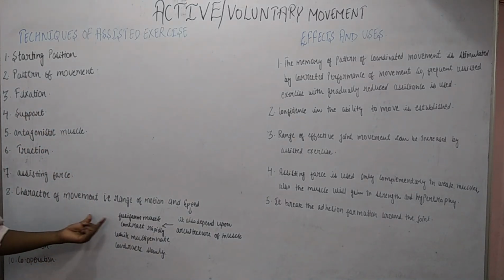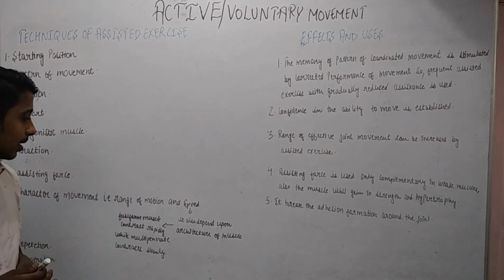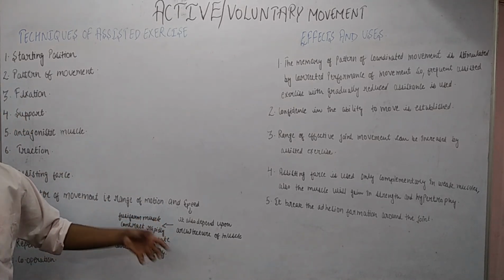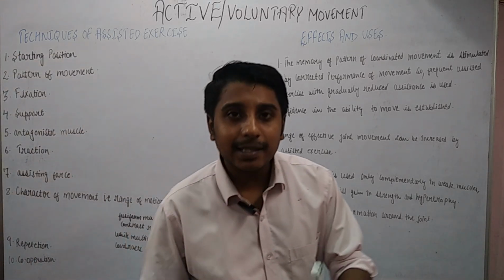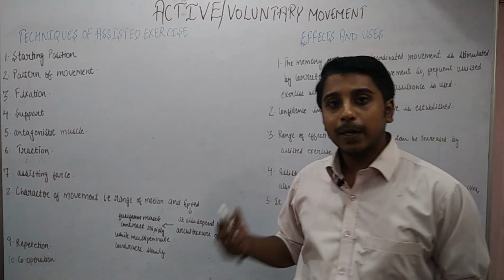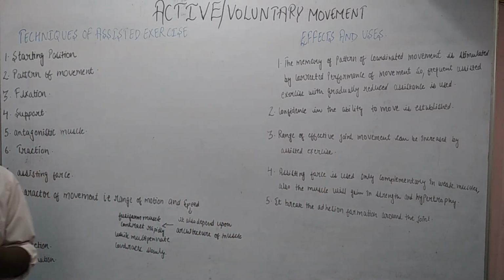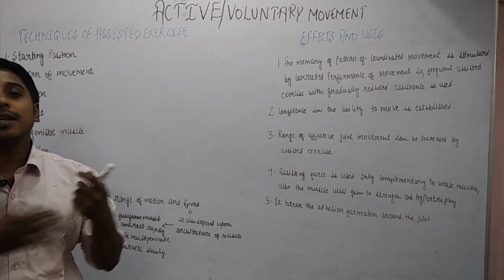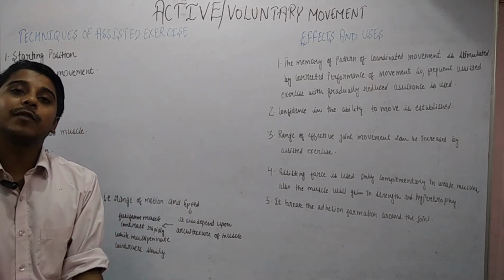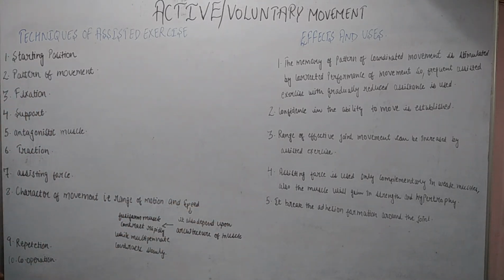Then character of movement, that is range and speed. Range should be according to the patient's condition. We can give assistance in different parts of the range. And speed is fairly slow or rhythmical, as in voluntary movement. The speed at which I perform my voluntary movement, the speed is like that only. Why? Because if we give a lot of assistance, the speed will increase, and the movement is going toward passive movement, which we do not want.